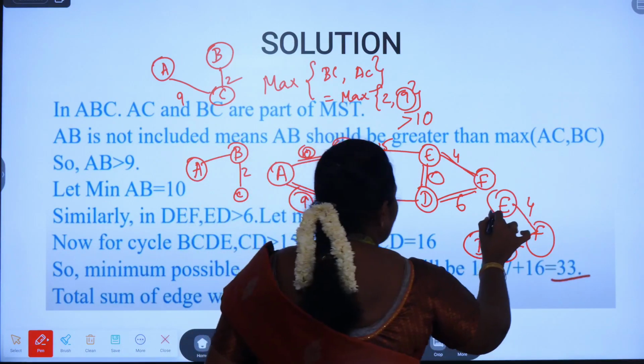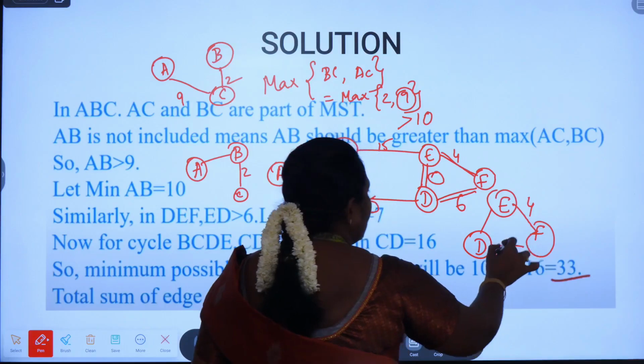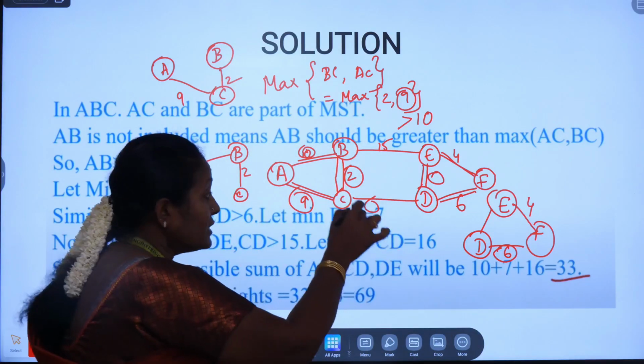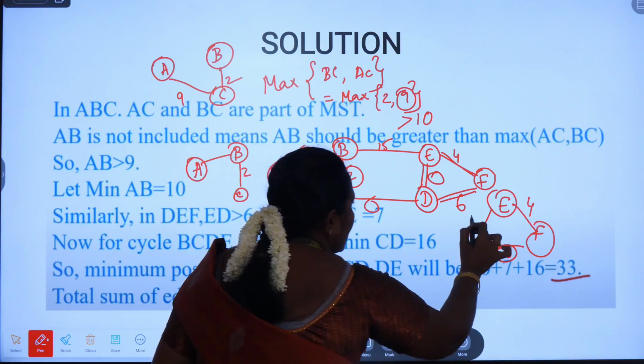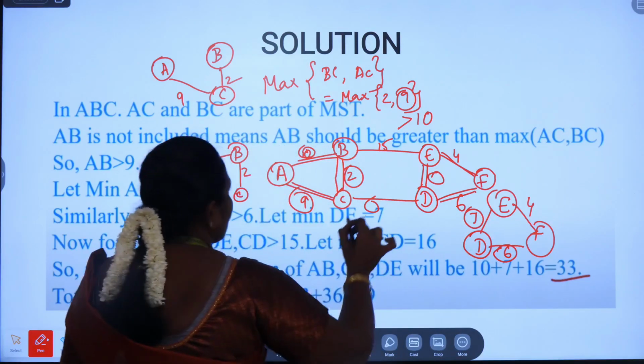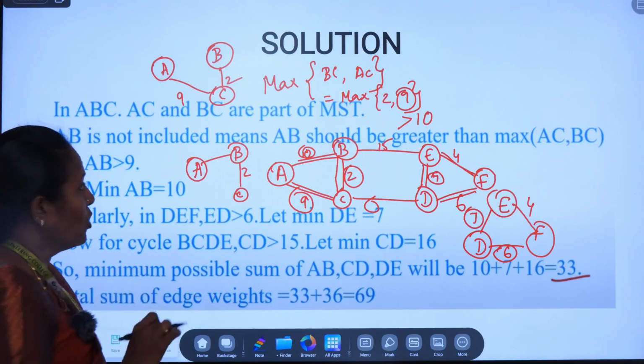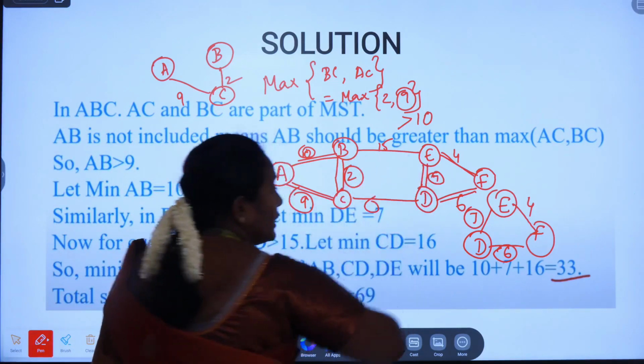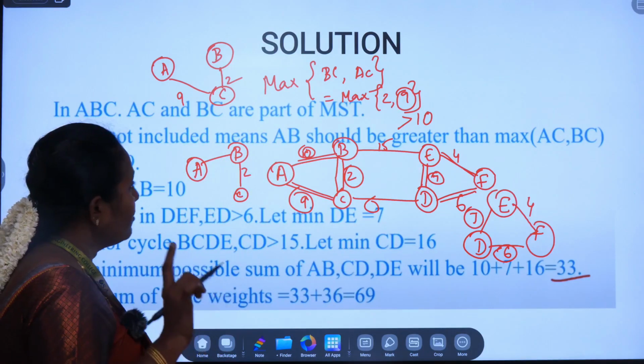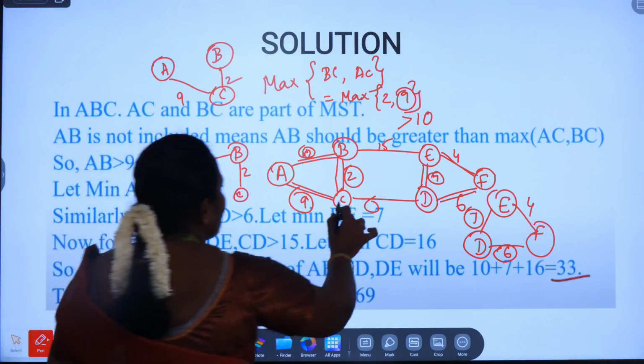So what can you take for this one? Greater than this maximum value. Greater than this maximum value means you can take it as 7 here. So this value will be 7 here. So you got the edge value for D to E here. Next, the only one value left out here is CD.